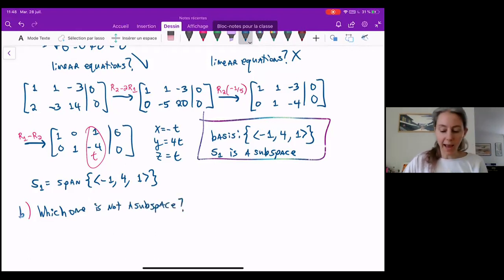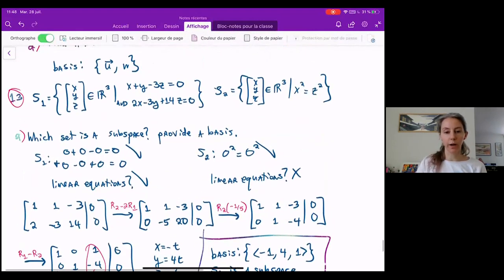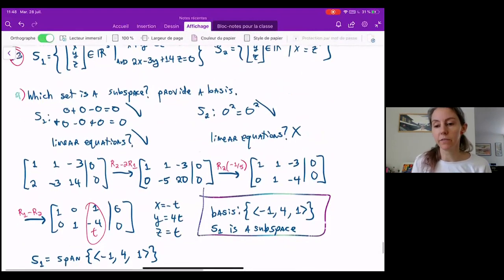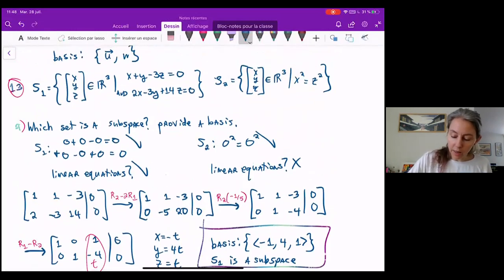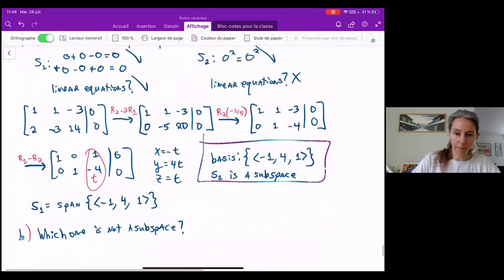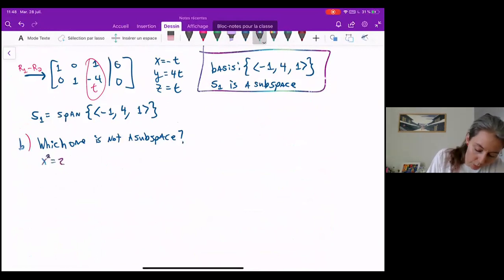So we know that S2 is x squared equals z squared. So the first thing we're going to do is make a list of vectors. Now, a lot of you did not make lists of vectors for me. You just wrote like 4 squared is equal to 4 squared. That's not a vector, right? We need to write actual vectors in R3 with the property that x squared is equal to z squared.